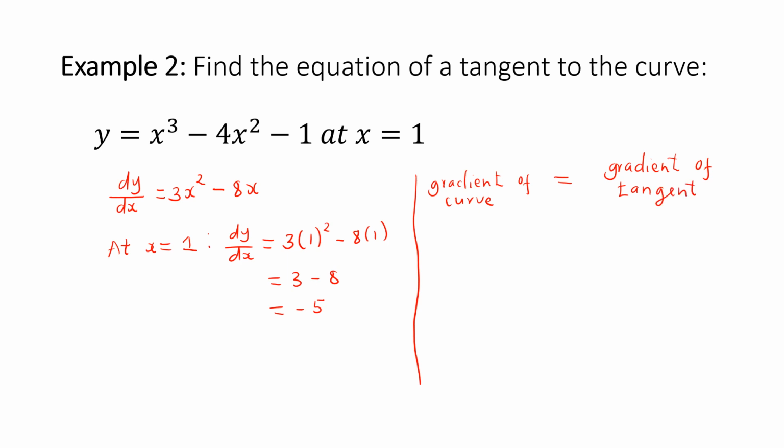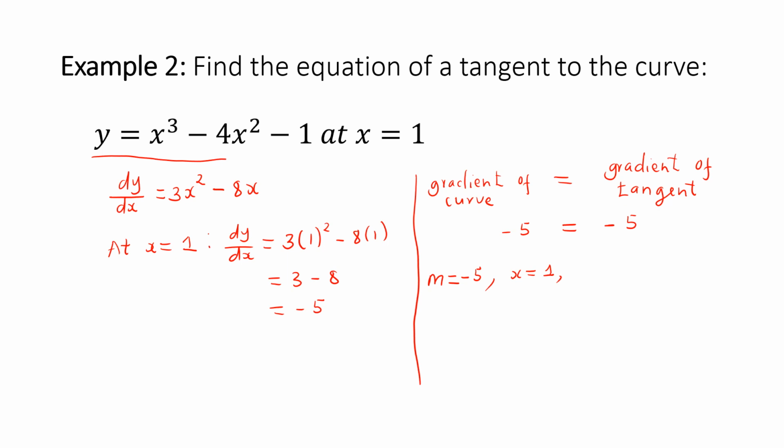So we have obtained the gradient of the curve as -5. The gradient of the tangent will also be equal to -5. So the information we have about the tangent is that its corresponding gradient is -5 and it passes through the point x = 1. To completely define this point, we shall need to obtain the corresponding y coordinate.